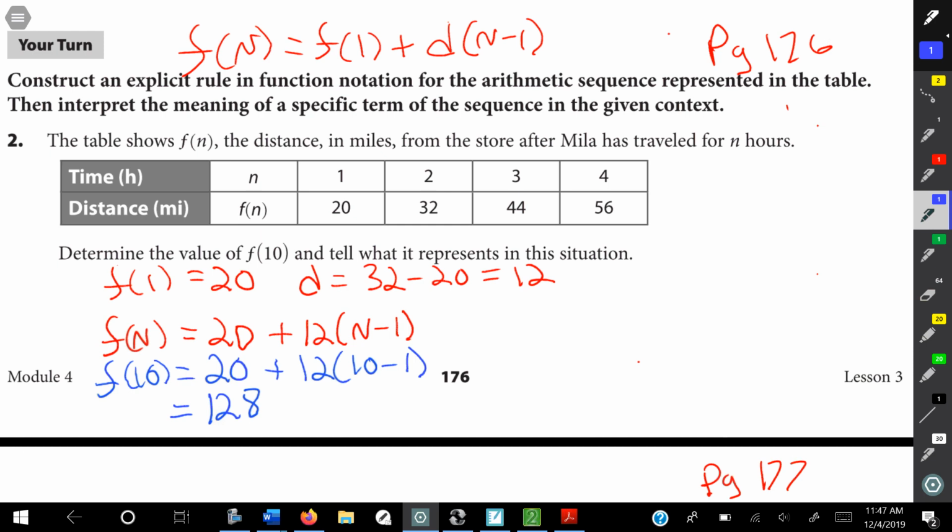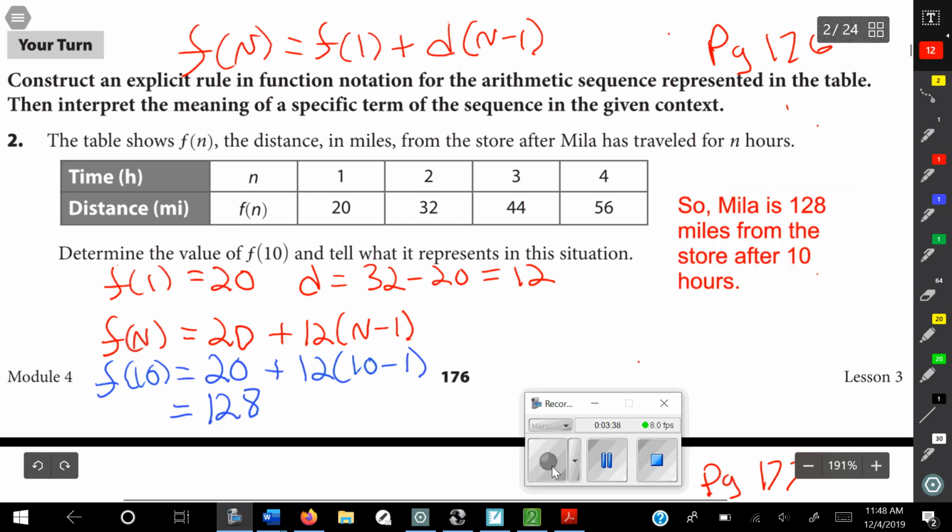So what does that mean? That means after she travels for 10 hours, the distance traveled is 128 miles. So what you would write would be this: Mila is 128 miles from the store after 10 hours.